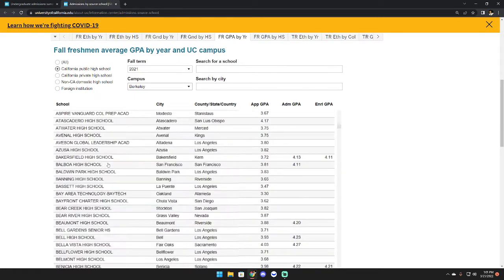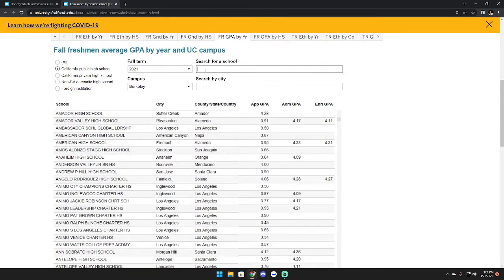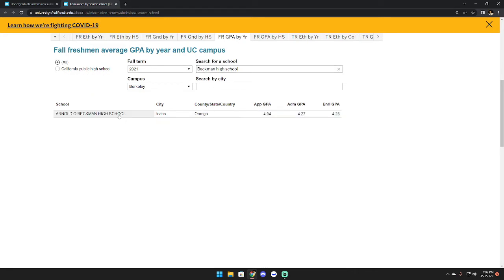You can literally look up your high school, guys. Let's choose a UC, let's choose an Irvine school. Let's do Beckman High School. I think it's Arnold Beckman. There it goes, it shows up. So you could see how, if you did university-wide, you can look at the typical data.